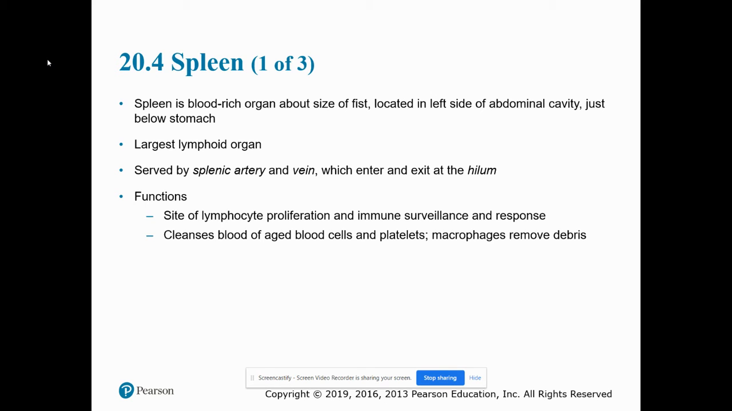It is the largest lymphoid organ, and it's served by the splenic artery and vein, which enter and exit at the hilum. There are a number of functions. There are 2 listed here, and 3 more listed later. The 2 big functions listed here are that it is the site of lymphocyte proliferation and immune surveillance and response. In addition, the spleen also cleans the blood of old blood cells and platelets, and the macrophages remove debris.